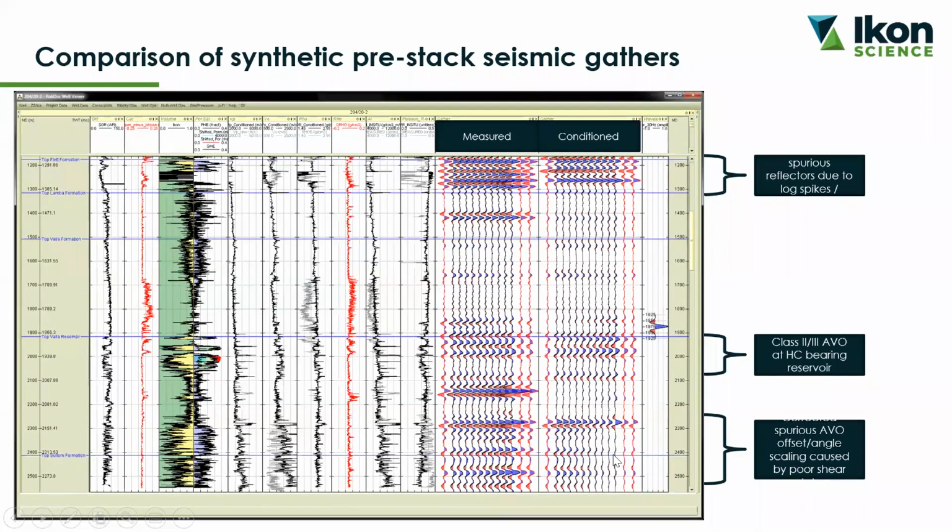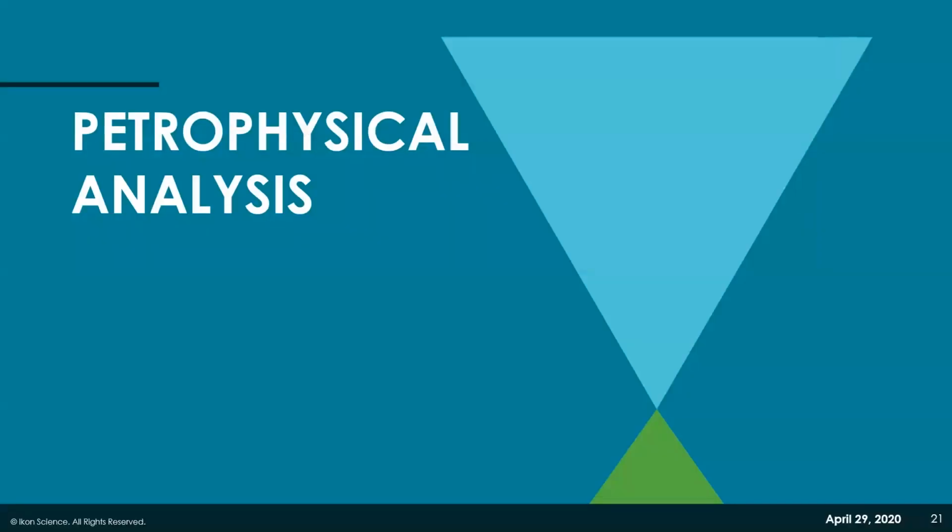Some of the spurious AVO angle offset stuff's also gone from down here. So, you know, you're getting a better answer. It's going to be better for doing things like well ties and so on going forward. So it's an important step. Okay. So that's the conditioning. So we'll talk a bit more now about petrophysical analysis.